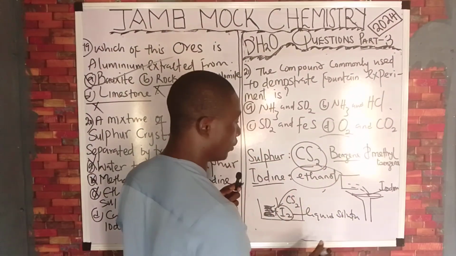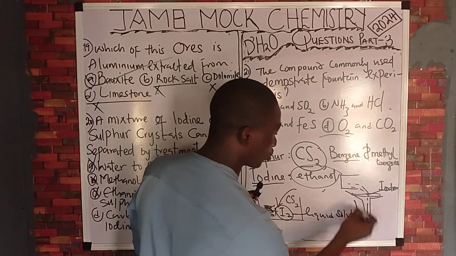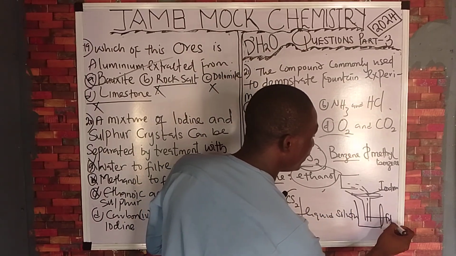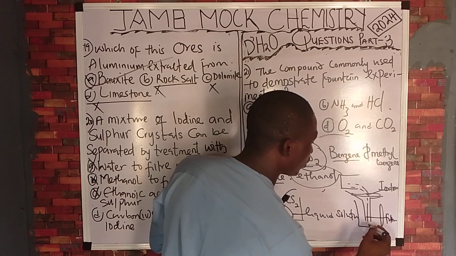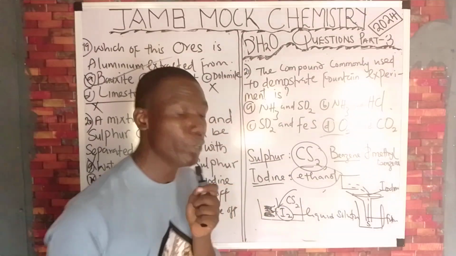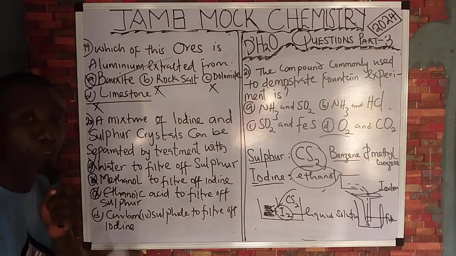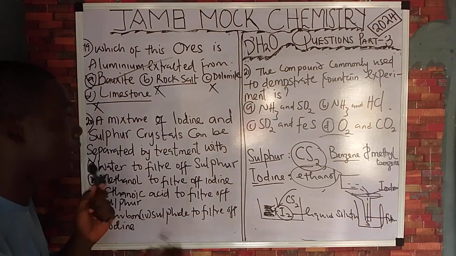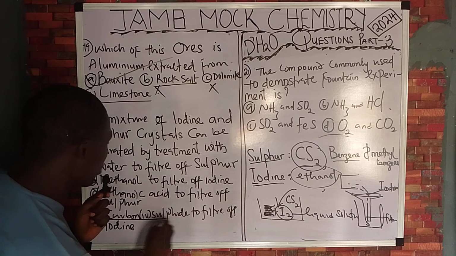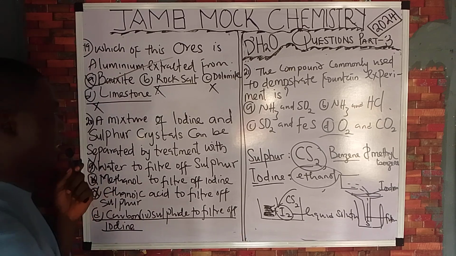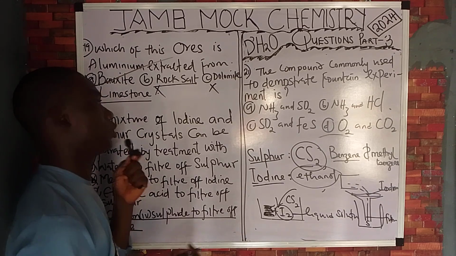Your iodine will be here, while the sulfur will pass through to become the filtrate. The filtrate will be the sulfur, while the residue will be the iodine, because sulfur is soluble in carbon disulfide, while iodine is not. So the answer to this interesting question is D. Now let's get to question number 21.